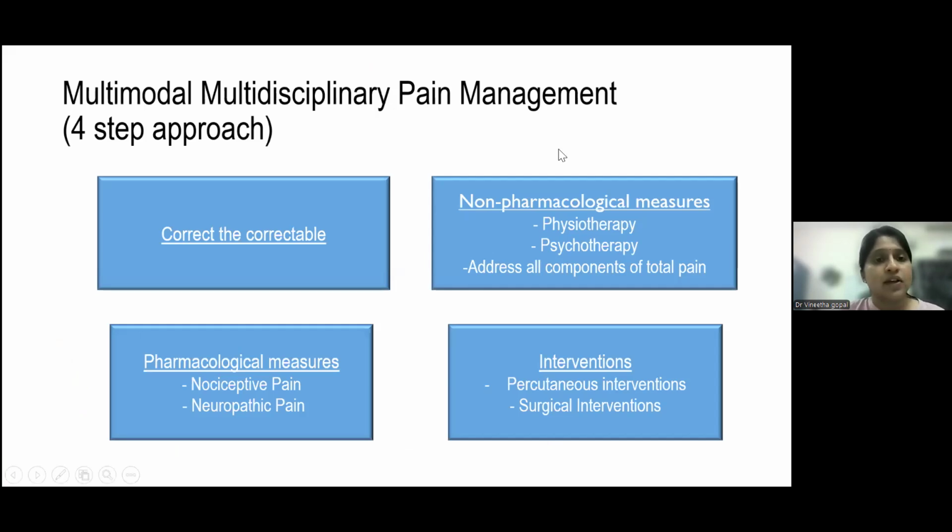Now, the last part is just one slide. I will talk about the general principles of pain management. Pain has to be managed by a multimodal and multidisciplinary approach. I would say a 4-step approach. In the first step, we have to correct the correctable. For example, a few years back, one patient was referred to Pallium India due to intractable abdominal pain, from a tertiary care hospital.